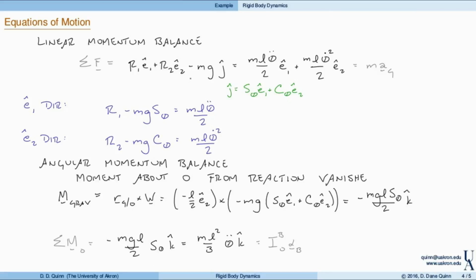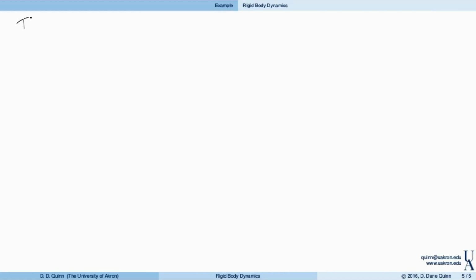So now we have equations for linear momentum balance, and these are the components, and angular momentum balance here. So notice that angular momentum balance only has components in the k direction. The only moment that acts on the bar is in the k direction, and I alpha is also in the k direction. So, taking components in the k direction, yields the following.